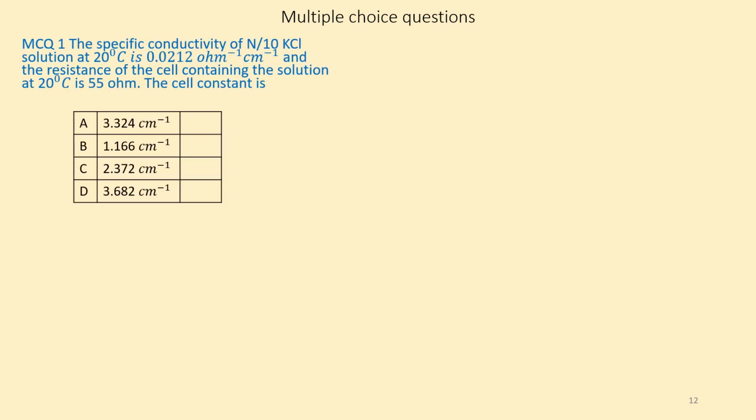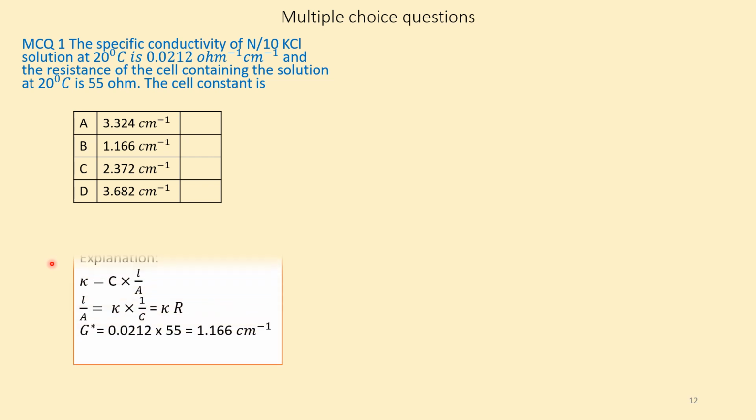Multiple choice questions. Question number 1. The specific conductivity of N/10 KCl solution at 20 degrees centigrade is 0.0212 per ohm per centimeter, and the resistance of the cell containing the solution at 20 degrees centigrade is 55 ohms. The cell constant is, with four options given. You have to calculate and mark the correct answer. Please pause the video, do it and mark your answer. I will also do the explanation simultaneously.